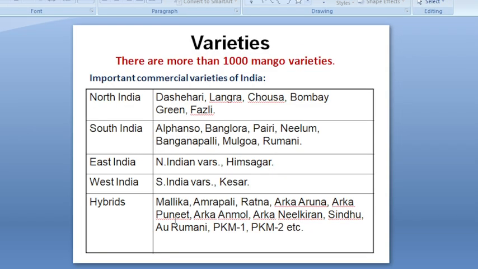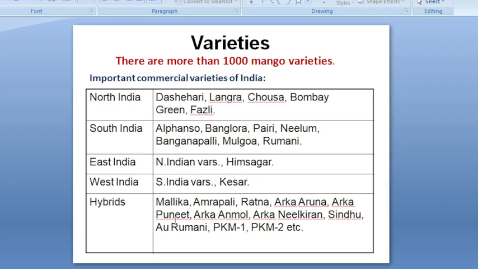Even for mango, if we consider the entire world, we can see around thousands of varieties. Among those, some varieties are well fitted to North Indian and South Indian conditions and different parts of India. In North India, Dasheri, Langra, Chausa, Bombay Green are the famous, popular varieties. In South Indian conditions, Alfonso, we can say throughout the country we can successfully grow Alfonso. Neelam, Banganpalli, Rumani are some of the varieties. In East India, Himsagar, and in West India, Kesar is the popular one.